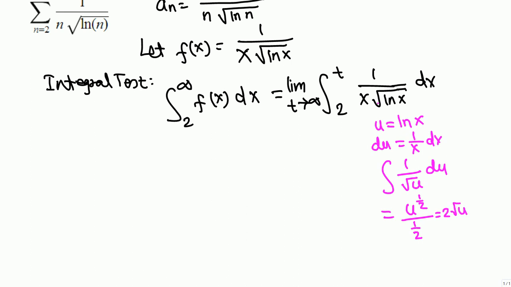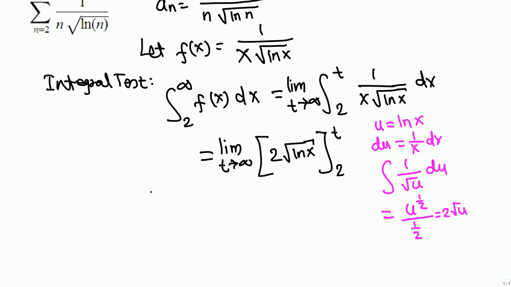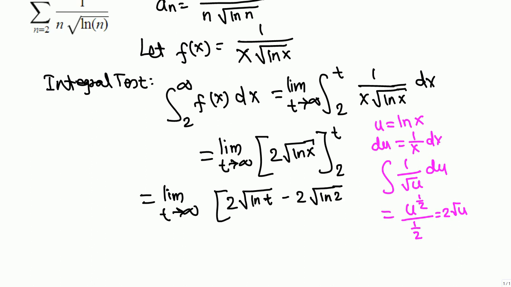By the way, we have the limit as t goes to infinity, and we need to evaluate from 2 to t. This is 2 square root of u, so 2 square root of natural log of x. Let's evaluate at the upper limit and lower limit. We get 2 square root of natural log of t, replacing x by t, minus replacing x by 2, we get 2 square root of natural log of 2. This is a decimal number anyways.